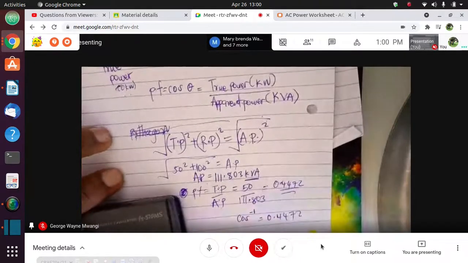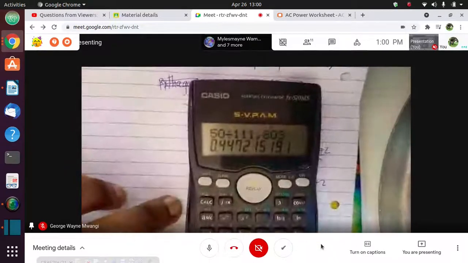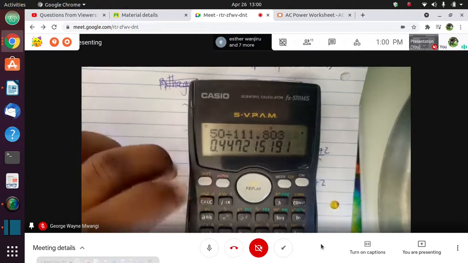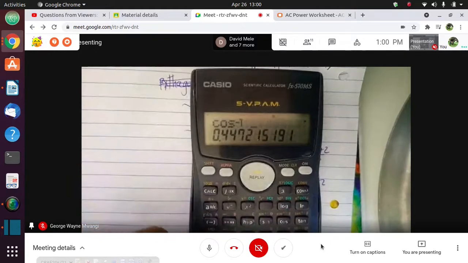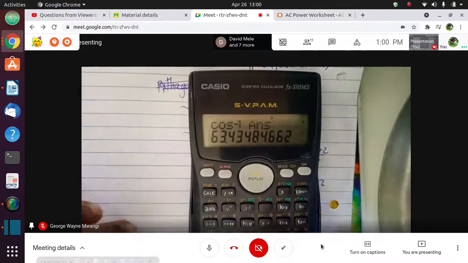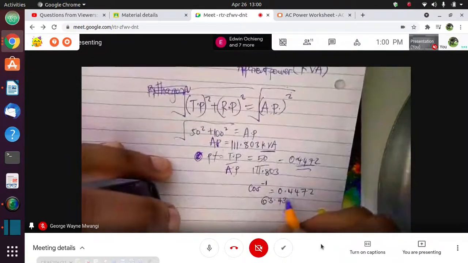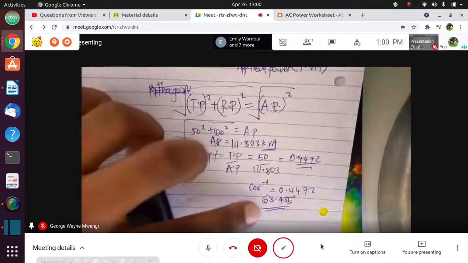0.4472. Now, do we know how to find the cos inverse using a calculator? Yes. Shift, then press cos. Now the cos inverse of that is 63.435. That is the power factor in terms of degrees.